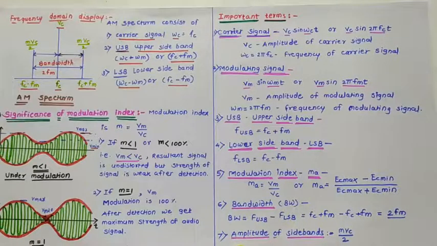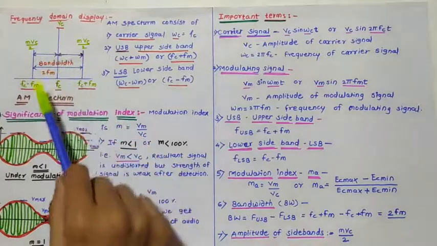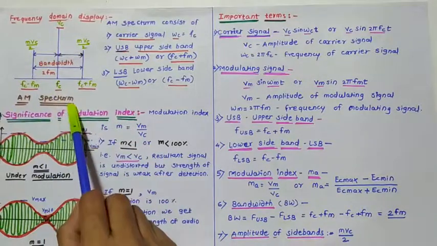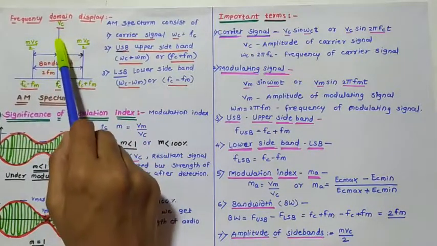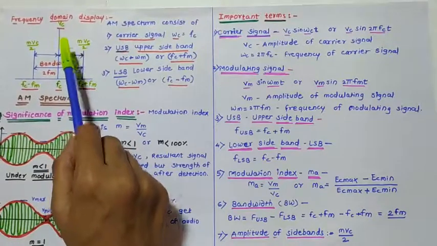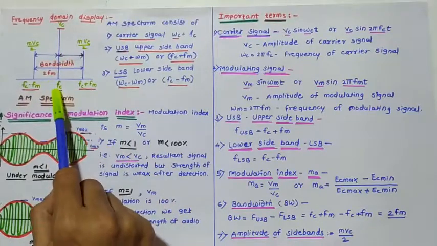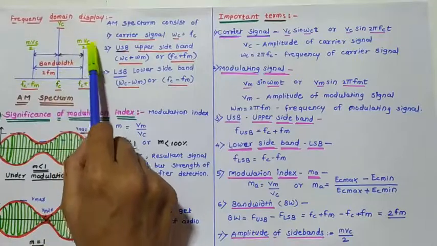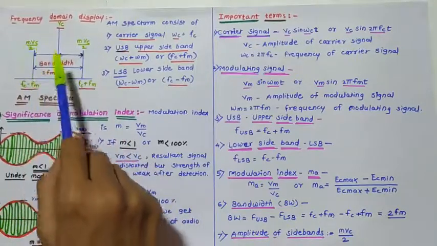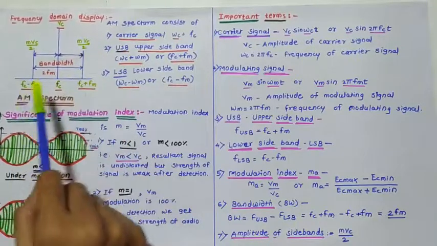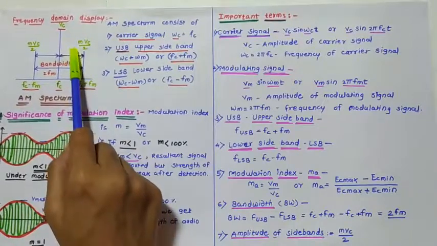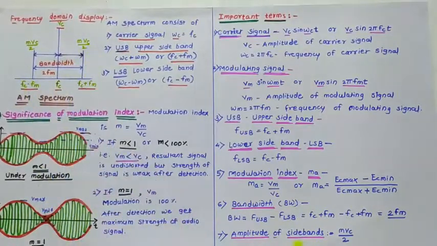At last, we know that from this frequency spectrum of an amplitude modulated signal, the amplitude of the carrier is Vc, the frequency is Fc, and here the amplitude of the sideband is given. It is the same for LSB and USB, that is m Vc by 2. So the amplitude of the sideband is given by m Vc by 2.